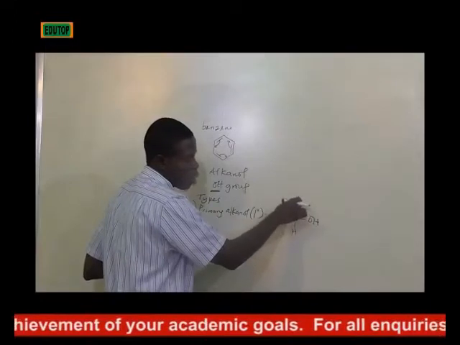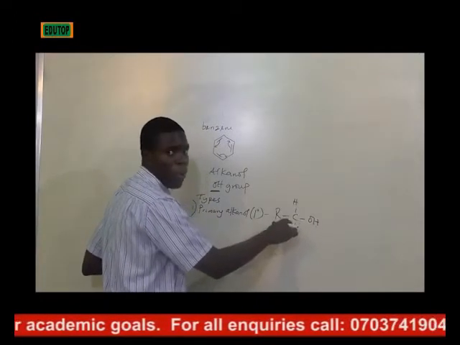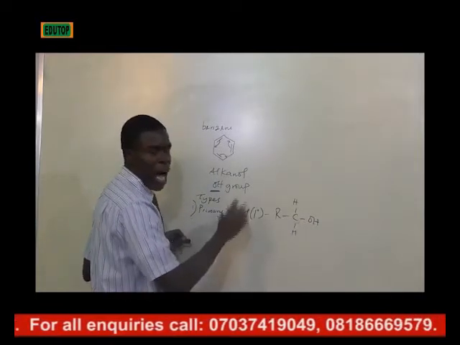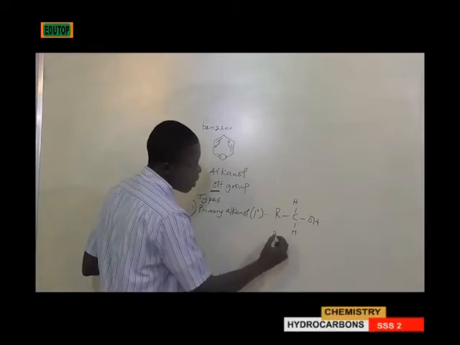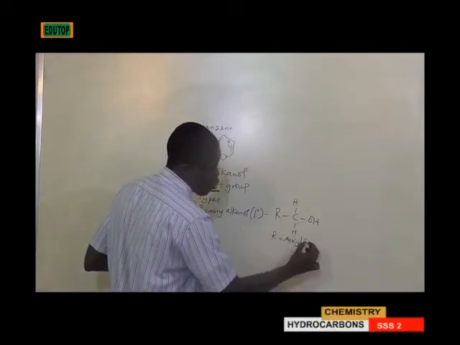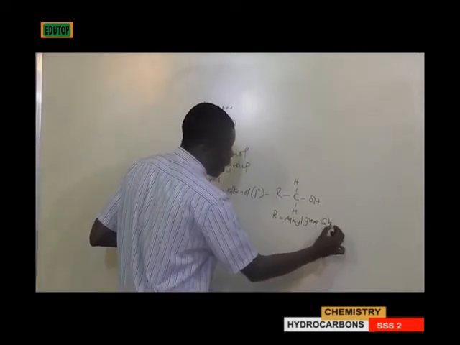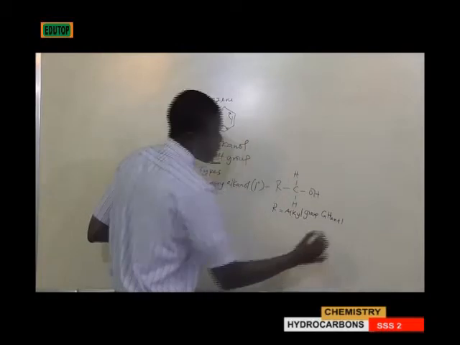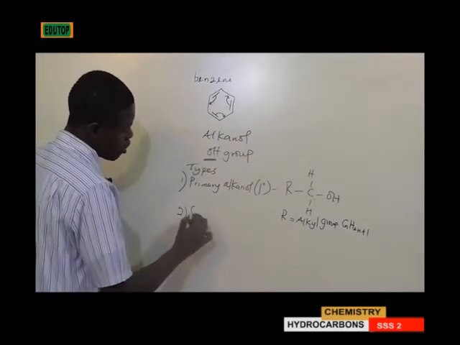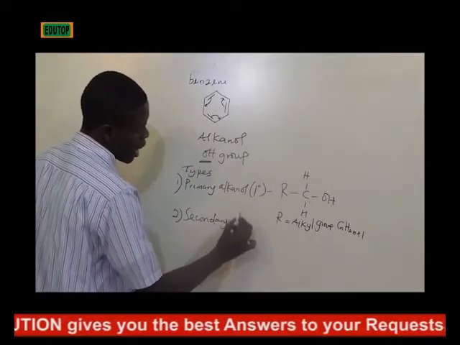Attached. Once you have two hydrogen atoms attached to that same carbon compound, then it is a primary alkanol, where this R is an alkyl group, which is CnH2n+1. Then, 2: secondary alkanol.